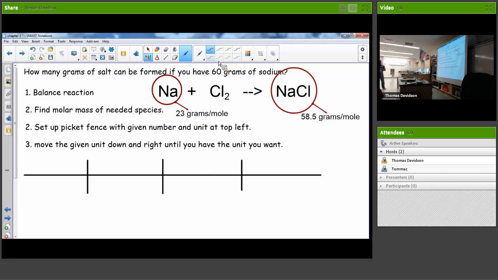All right, so write this down and then balance it. Take about 30 seconds to do that. You probably already did because it was up there before.